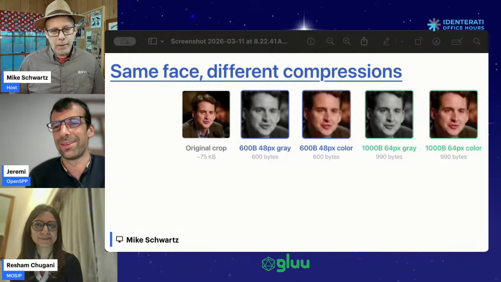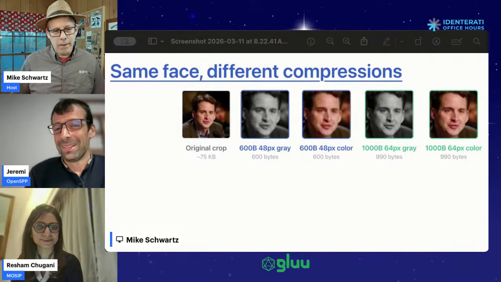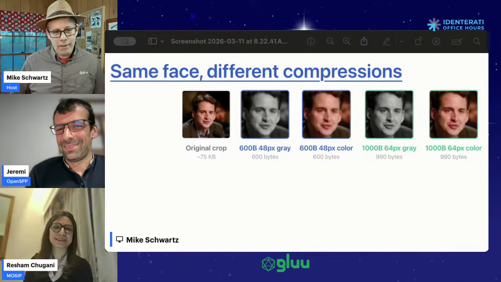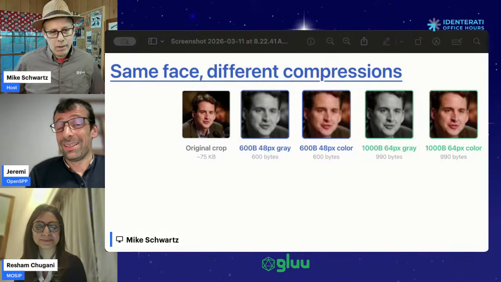I have a question about this. The grayscale versus the color seem to be about the same size, but I would think the grayscale would be a lot smaller. What is the benefit of using grayscale in this scenario?